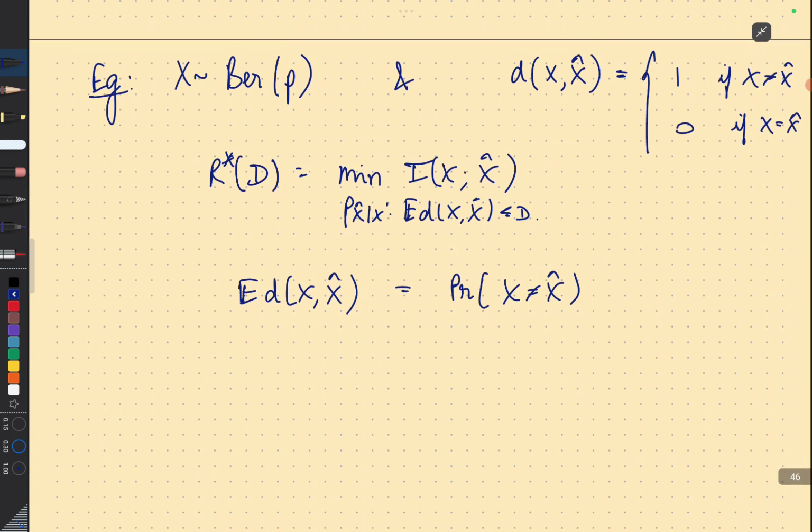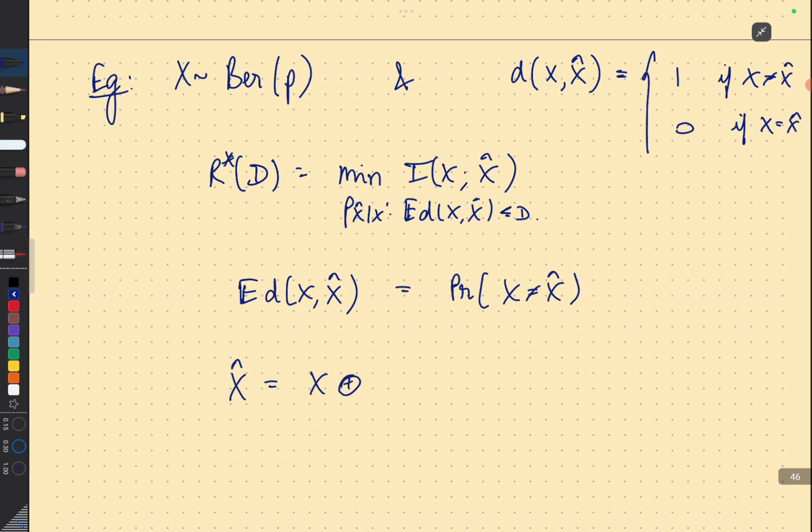All right. So let's look at this. I want to find the minimum of this particular mutual information subject to this particular constraint. So I'll do the following. I'll first try to guess a solution and then prove that that is in fact optimal, that it achieves this minimum.